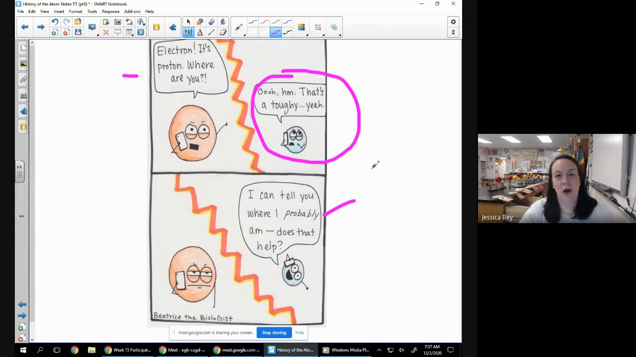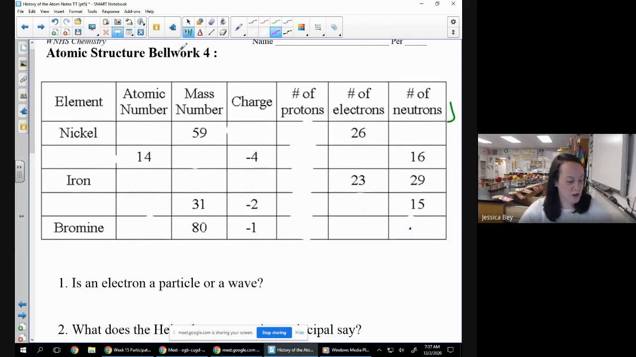Because you can't know where an electron is and where it is going at the same time, per Heisenberg's uncertainty principle. So what I want to do first, this is weird that I can't see you, is give you a few minutes, and maybe I'll double check attendance while that's happening.